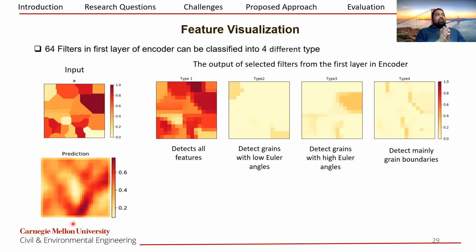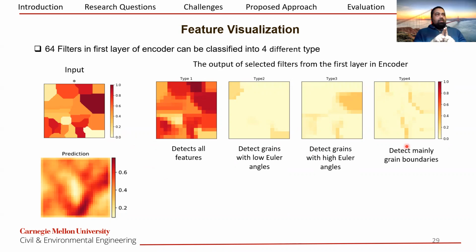When coming up with the feature visualization, what we did was we tried to observe the first layer of the convolutional filters. Given this image, we had 64 filters, and the good part was that we were able to characterize them into 4 kinds of filters. There were filters which were detecting all the features of the images. Then there were filters which were focusing only on low Euler angles, then filters focusing only on higher ones, and then filters that were just grain boundary.